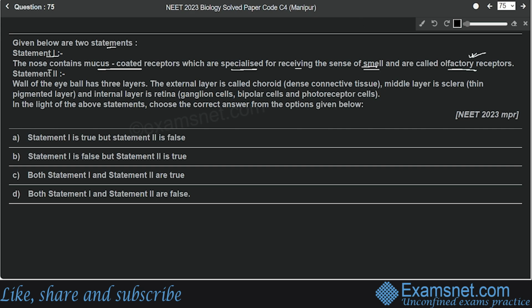Okay. Second statement says wall of the eyeball has three layers. The external layer is called choroid, that is made up of dense connective tissue. Middle layer is sclera, thin pigmented layer, and internal layer is retina, that has ganglion cells, bipolar cells, and photoreceptor cells. So this is incorrect because it is said that external layer is called choroid, which is not correct. The external layer is called sclera and the middle layer is called choroid, not sclera. Whereas internal layer is retina, that has ganglion cells, bipolar cells, and photoreceptor cells. So statement 1 is true, but statement 2 is false. So option A will be the correct answer.